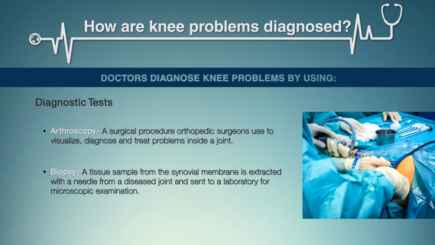A biopsy is when a tissue sample from the synovial membrane, which is the thin layer of tissue that lines most of your body's joints, is extracted with a needle from a diseased joint and sent to a laboratory for microscopic examination. A joint biopsy can be performed on any major joint, such as the knee, shoulder, elbow, hip, ankle, or wrist. It is typically done when only the results of less invasive tests, such as arthrocentesis, are abnormal or inconclusive.